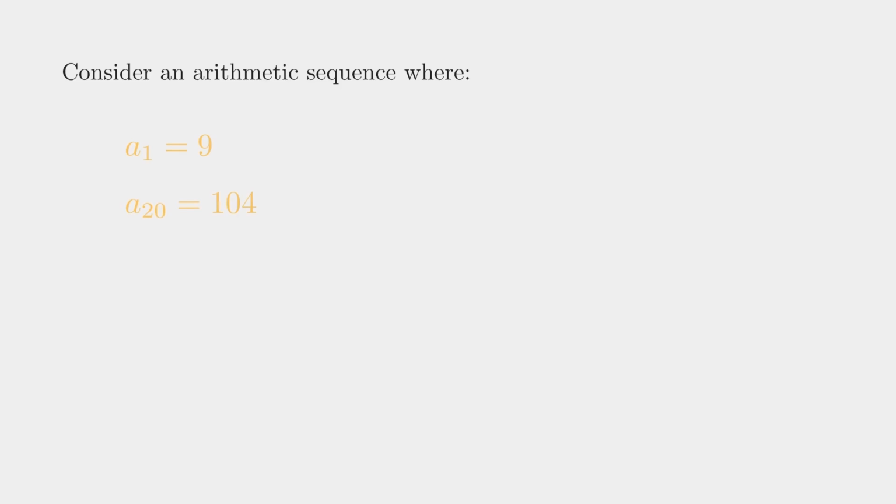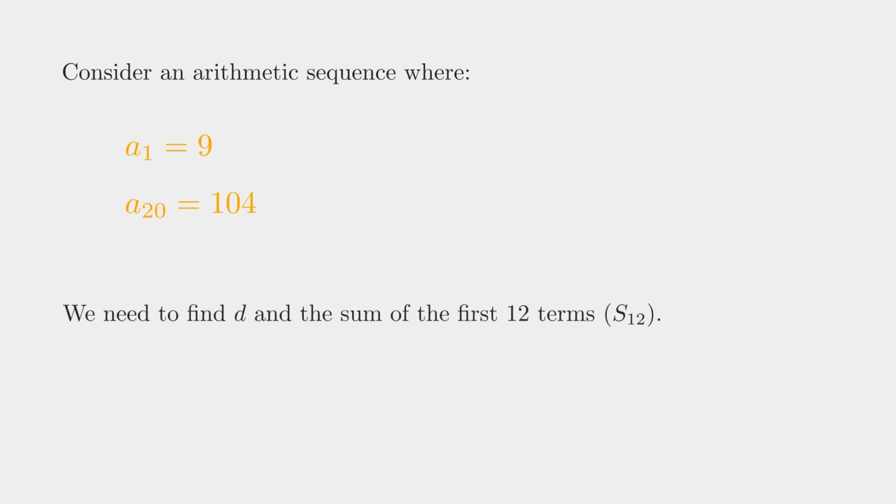Now, let's work through a problem where we're given the first and a specific later term of an arithmetic sequence, and we need to find the common difference, d, and the sum of a certain number of terms. Our sequence starts with a1 equal to 9, and the 20th term, a20, is equal to 104. We need to find d and the sum of the first 12 terms, S12.